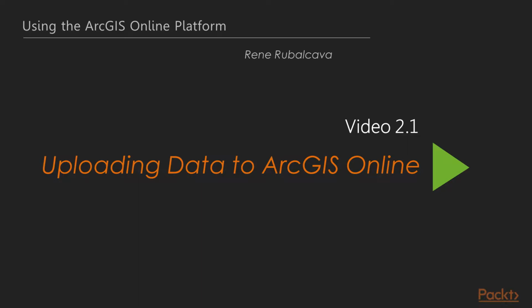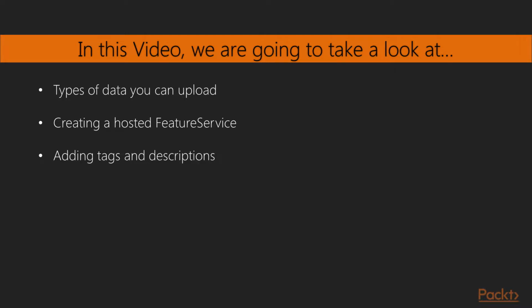In this video, we're going to first take a look at how you can upload data to ArcGIS Online. In this first video, we're going to look at the types of data that you can upload. There's a whole list of different types of data you can upload depending on where the source for your data comes from. There's a lot you can do with that.